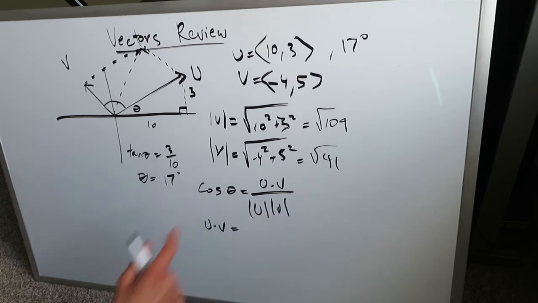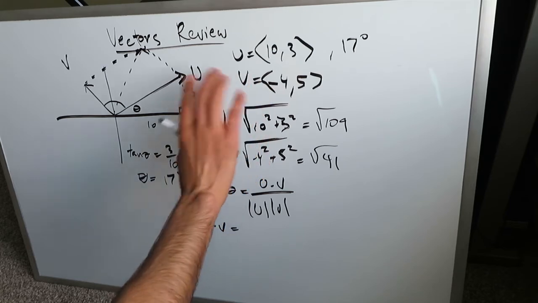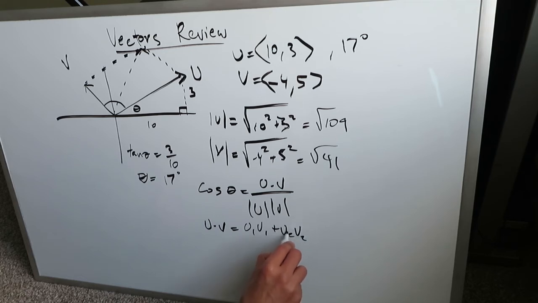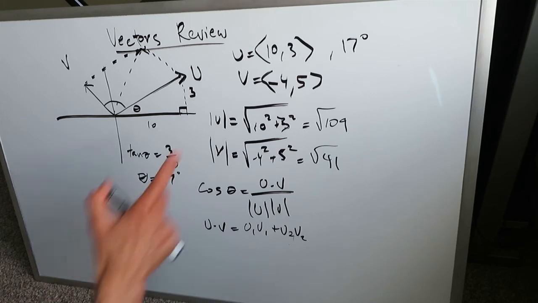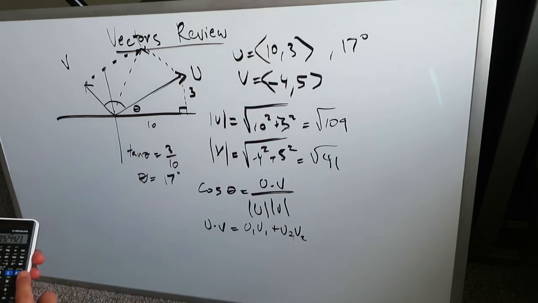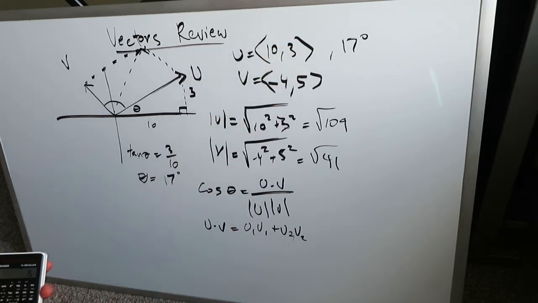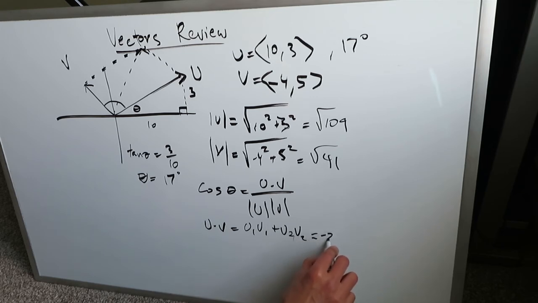The dot product will be u1 v1 plus u2 v2. So u1 times v1 plus u2 times v2. All you have to do is plug in the numbers. What's u1 times v1? 10 times minus 4 is a minus 40. And then I have 3 times 5 is a 15, plus 15. Minus 40 plus 15 gives me a minus 25. My dot product is a minus 25.